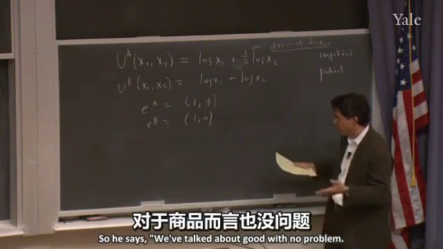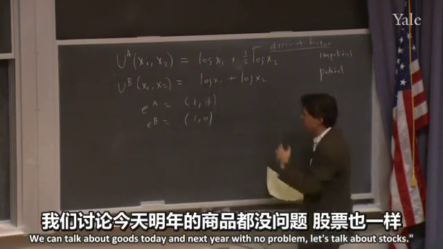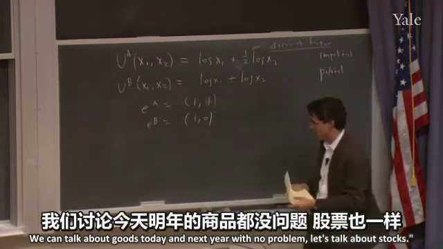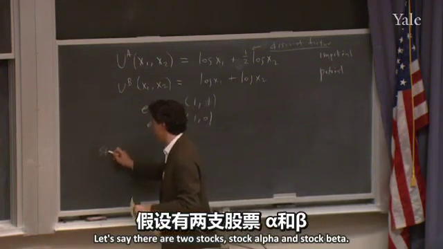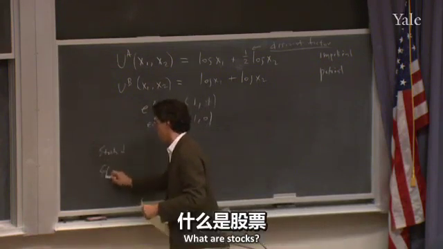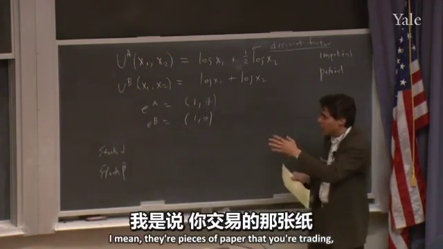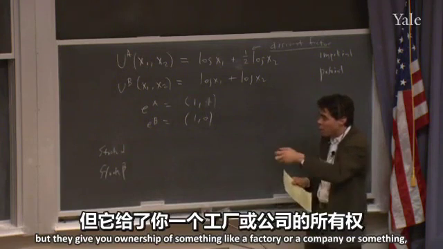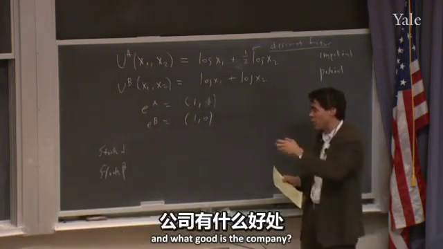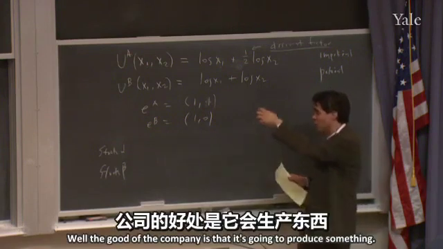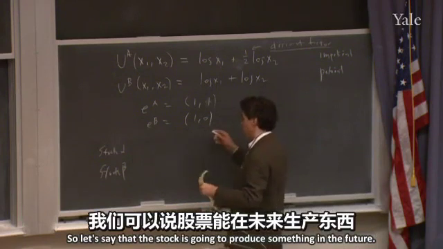So he says, okay, we've talked about goods with no problem. We can talk about goods today and next year with no problem. Let's talk about stocks. What is a stock? Let's say there are two stocks, stock alpha and stock beta. Fisher says, what are stocks? They're pieces of paper that you're trading, but they give you ownership of something, like a factory or a company. And what good is the company? Well, the good of the company is that it's going to produce something. So let's say that the stock is going to produce something in the future.